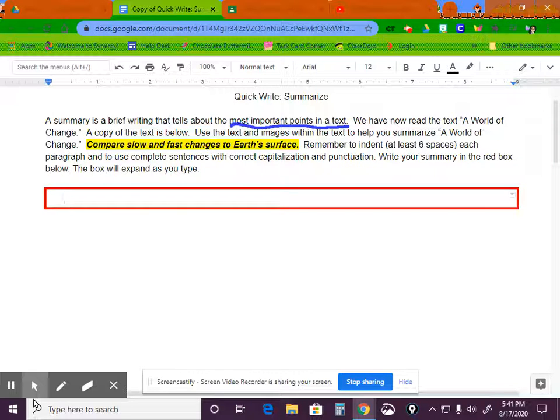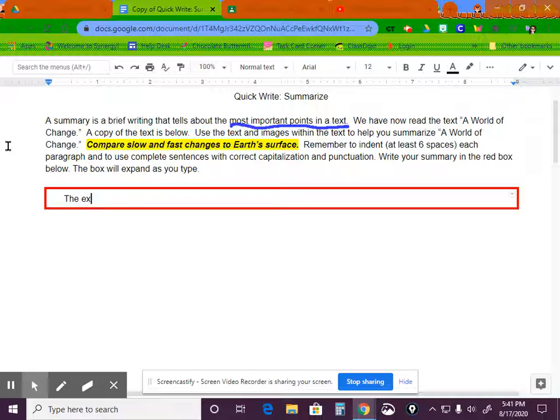I want to start off with a topic sentence that lets my readers know what it is that I'm writing about. And of course, we know what we're writing about from the prompt. We know we're writing a summary. But the important parts about comparing slow and fast changes on Earth. I want to always start by naming the text that we are writing a summary for.